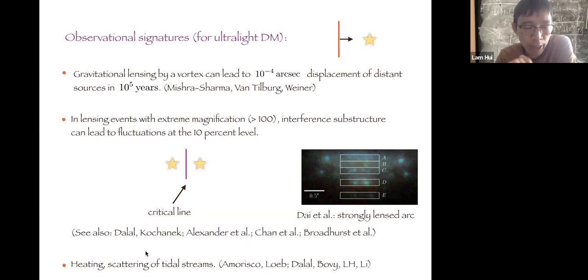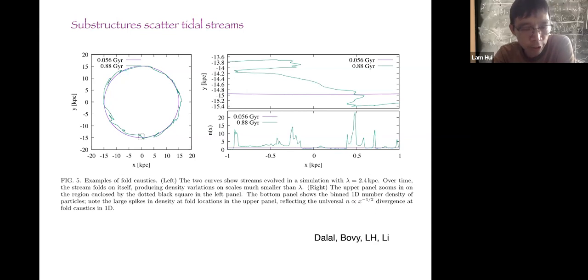Another observable is tidal streams. When people look at, for example, globular clusters inside the Milky Way, tidal forces cause a disruption of the globular clusters so that there are streams of stars that leave the globular cluster as it orbits around the Milky Way halo. And these stars over time get scattered by any kind of substructure, including this de Broglie size interference substructure. And it would do something like this. Suppose the stream originally is a nice smooth circle, this purple circle, going around the Milky Way halo. Over time, it will get distorted into these green streams, due to gravitational scattering with this substructure. And again, this is something that's observable.